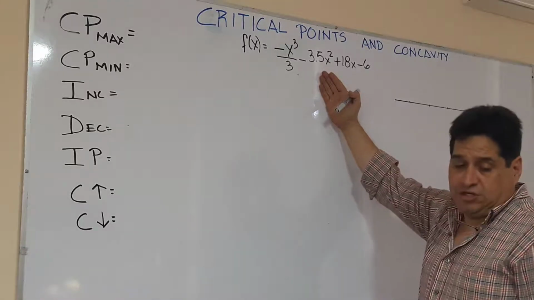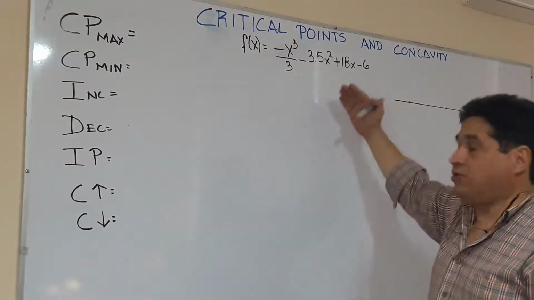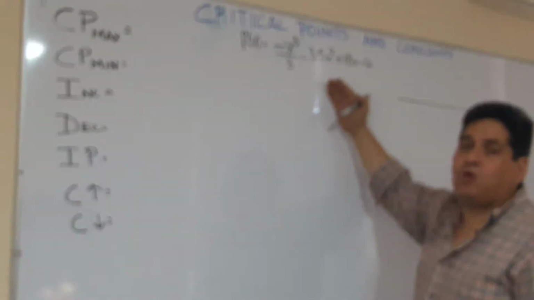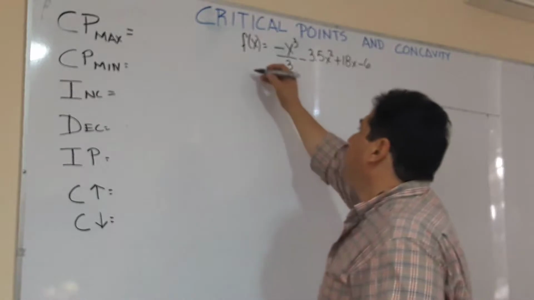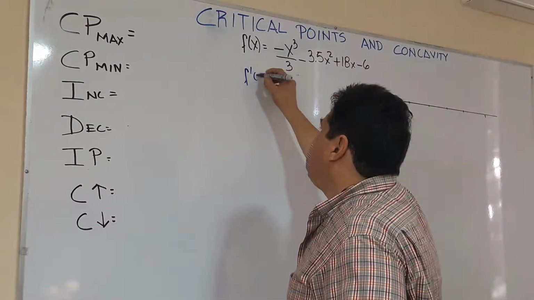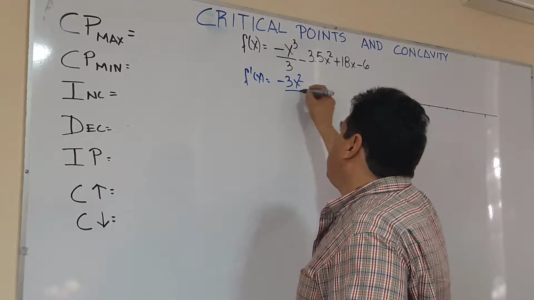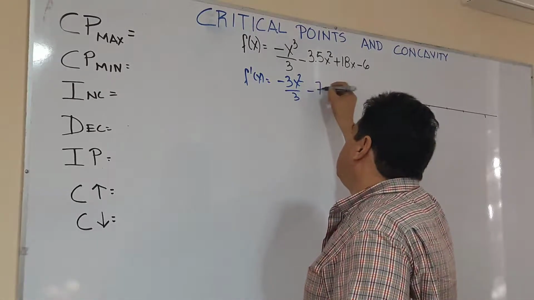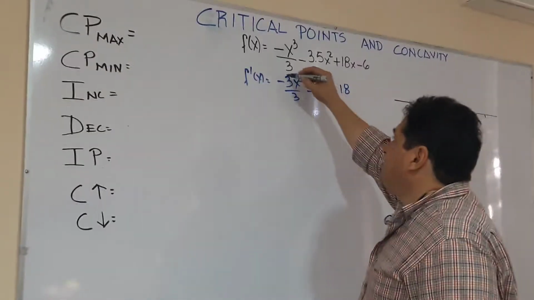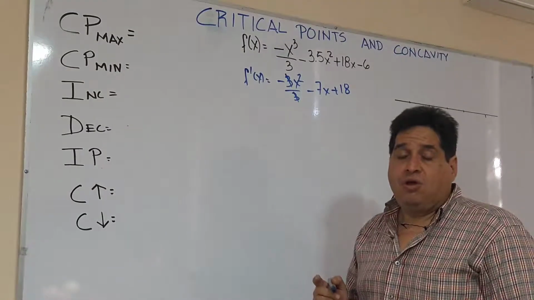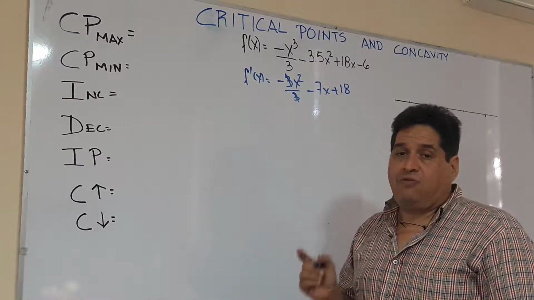So we have our new function. We're going to get the 7 points that we need to get, and we're going to do it the same method. So step 1 was to get the derivative of the function. So f prime of x is going to be equal to minus 3x squared over 3 minus 7x plus 18. That one cancels that one. Step 2 was to get my critical points, and I had to do that by factorizing.